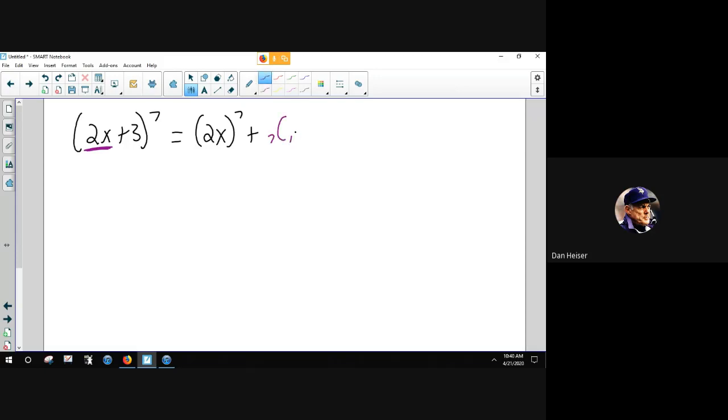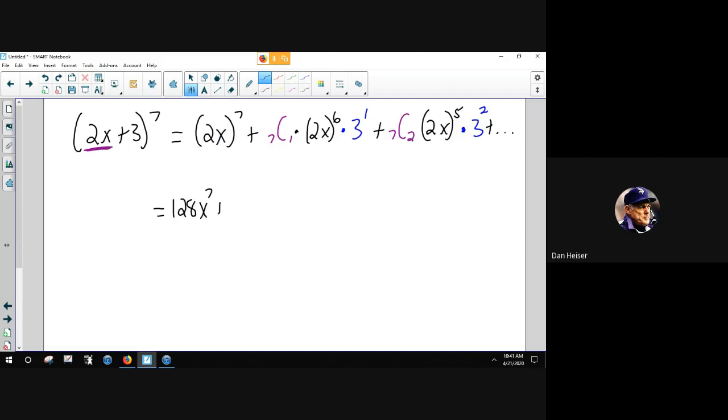7C1. Now 2x to the 6th, 3 to the 1st. 7C2. 2x raised to the 5th. 3 squared. And so on and so on. I will stop there. So make sure when you are calculating this out that you take both of these to each exponent.